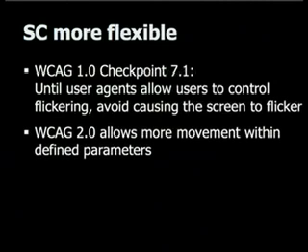WCAG 2.0 also has just more flexibility in terms of the specific requirements and the criteria. The success criteria have more flexibility. Just a quick example, in WCAG 1.0, checkpoint 7.1 says, until user agents allow users to control flickering, avoid causing the screen to flicker. And user agents still don't allow you to control flickering, most of them. And so in WCAG 1, you weren't allowed to have flicker, and some other movement limitations with WCAG 1.